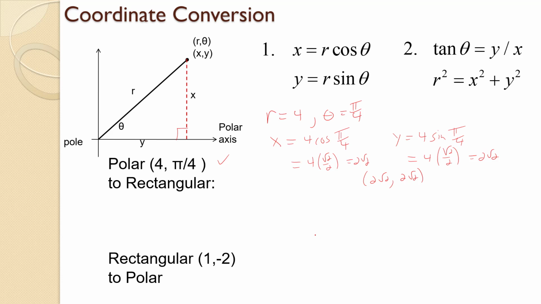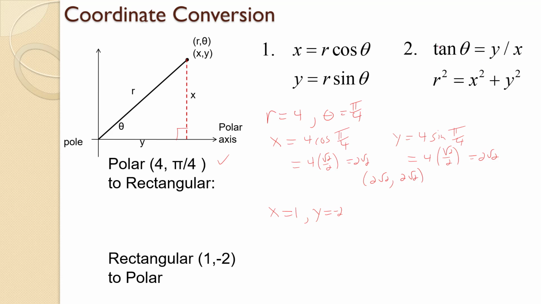Now if I want to go from rectangular to polar, I know in rectangular form, Cartesian coordinates, that x here is 1 and y is negative 2. I want one of the equations that says theta equals or r equals, and unfortunately we don't have that. But we do have the tangent of theta equals something in x and y, and we have r squared equals in terms of x and y.